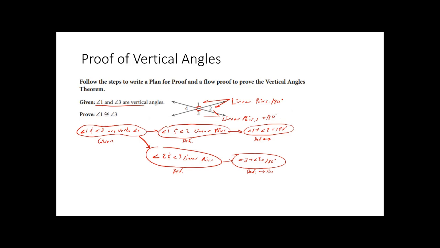Now, what we notice is they both add up to 180, right? So we know that if we converge these two, angle 1 plus angle 2 should equal angle 2 plus angle 3, right? Because they both equal 180. Now this is actually the transitive property. So transitive property is making its way back. Okay, remember the transitive property?